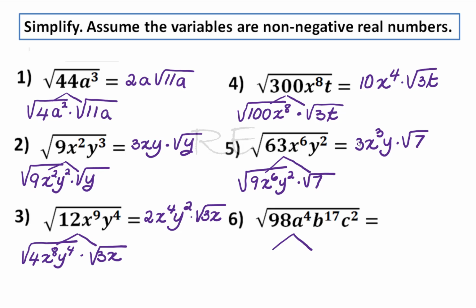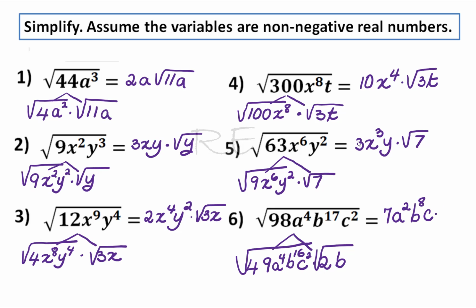98a to the 4th b to the 17th c squared. 49 is a perfect square multiplied by 2. A to the 4th is a perfect square. B to the 17th is a perfect square, b to the 16, multiplied by b, and c to the 2nd is a perfect square. And the answer is 7, a to the 2nd, b to the 8th, c, multiplied by the square root of 2b.